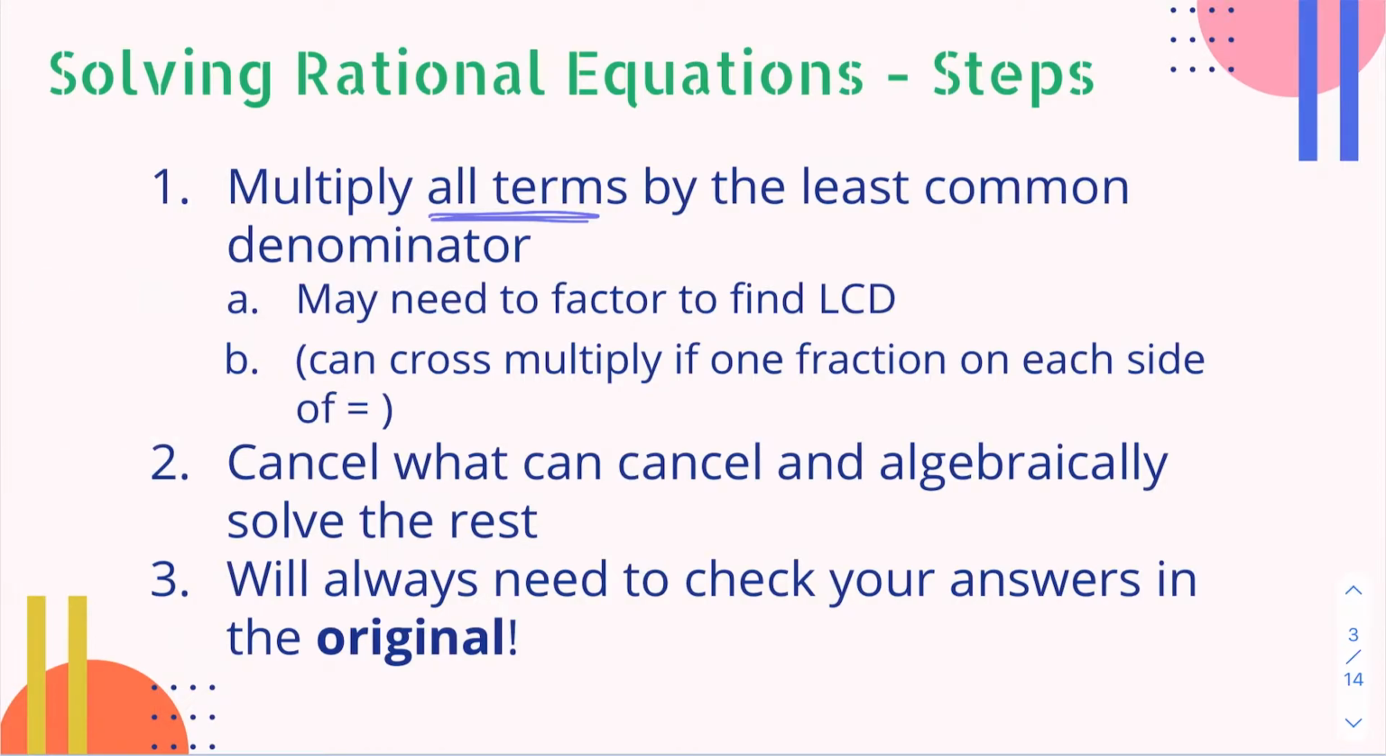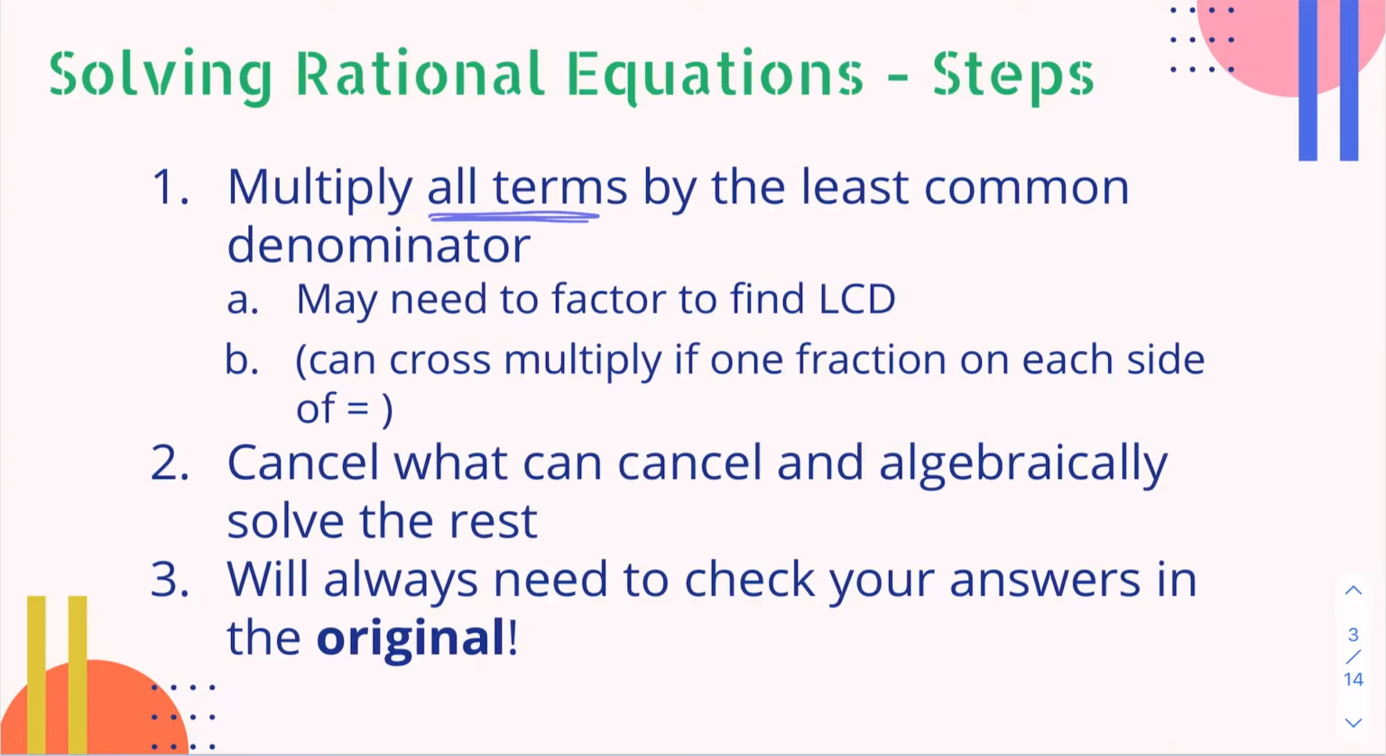We won't see a ton of that, but that is a thing if you've heard of it. Then every time you do this, stuff will cancel. That's the whole point. Cancel what you can cancel and algebraically solve the rest. After you cancel, there should no longer be any fractions. If you cancel and you're still left with fractions, your LCD was wrong or you canceled wrong. Then you'll algebraically solve it just like we've been doing. You'll always be left with either a linear or quadratic equation to solve. This is why we have to use the least common denominator, because if you don't, you could end up with a cubic or a quartic that you can't solve.